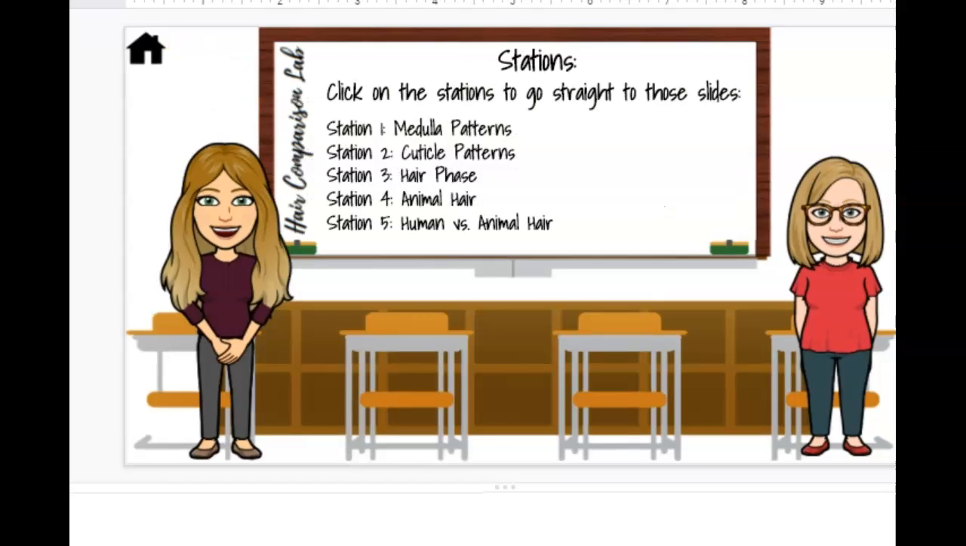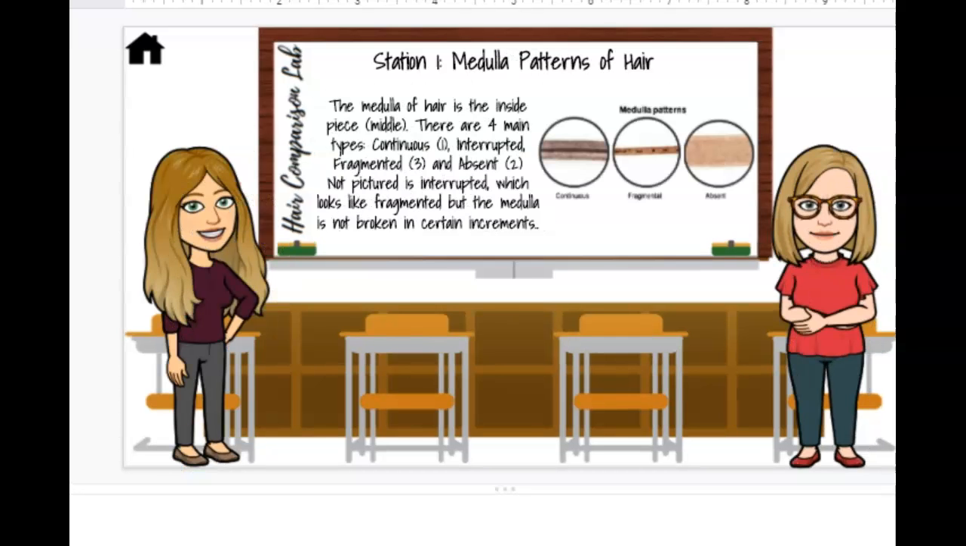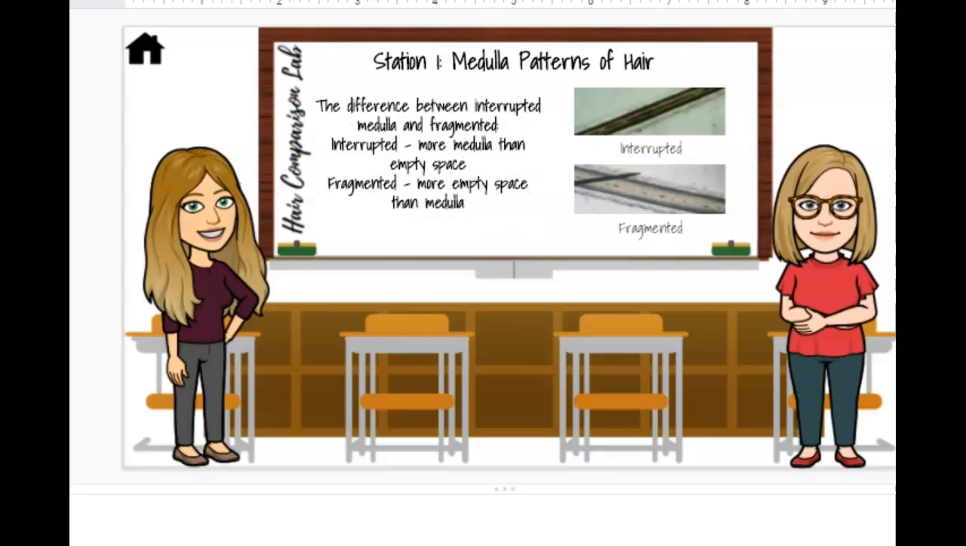Okay. So the stations, you're going to have 5 stations to go through, and you're going to have to answer questions in each slide. So if we click on the next one, it says station number 1, medulla patterns of hair. And if you read through this and you look at the answers, the different types of medullas, this is where you're going to find the answers to the questions. Here is another list of instructions and ways to understand medullas of the hair. So it is in slide 4 and slide 5.